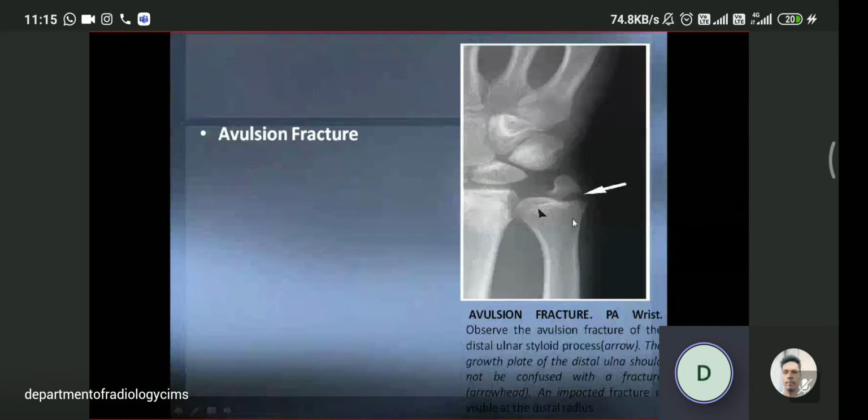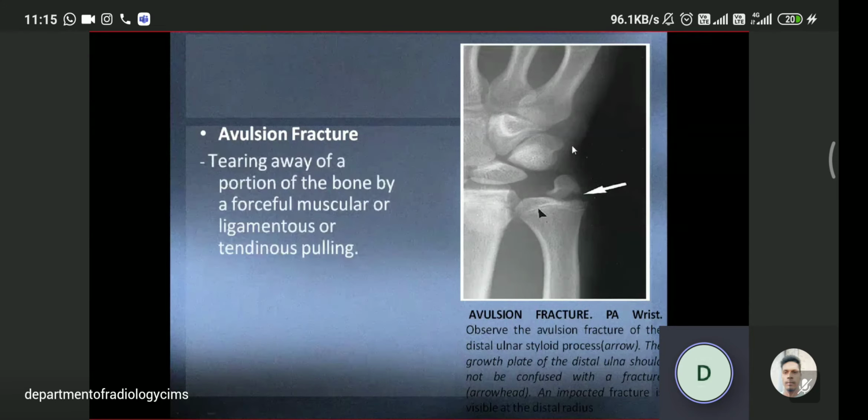This is an avulsion fracture. Avulsion is when a part of a bone, the distal part of the bone, gets separated from its proximal part. And why is it separated? Because of the shear pressure of some tendon or ligament of a muscle. So it is tearing away a portion of the bone by forceful muscular or ligamentous or tendinous pulling. It is common in young athletes because of excessive stretching.